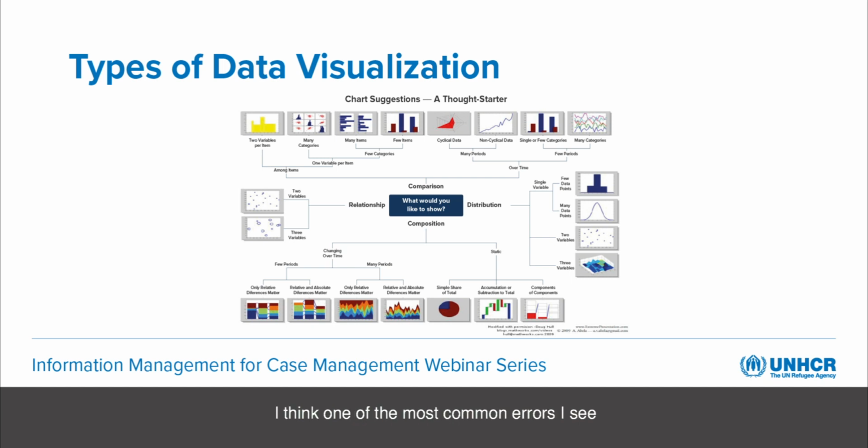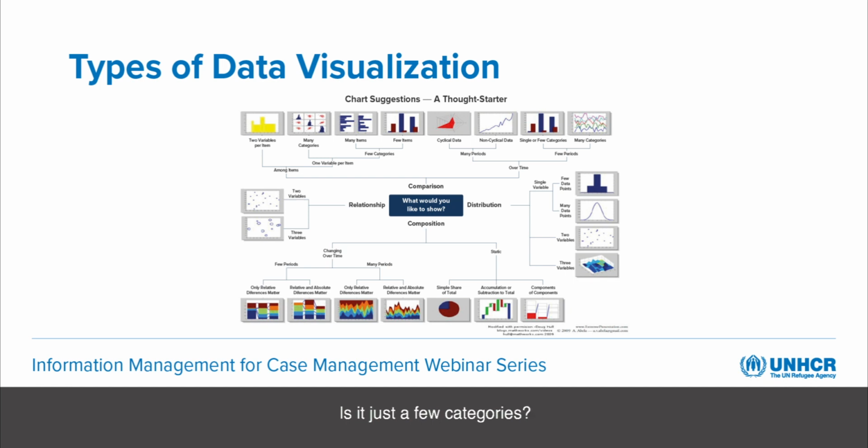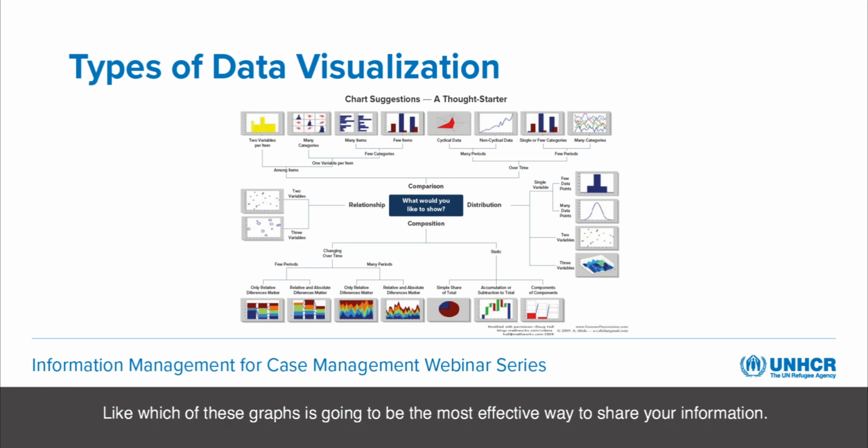Depending upon what you're looking to do, I think one of the most common errors I see a lot of times is people using a pie chart for something that has multiple different variables. You can only use a pie chart for a whole. For things that have multiple different parts, you would need a bar chart. And so this allows you to ask, what are you trying to show? Are you comparing? Are you doing a composition of a whole, a relationship, or a distribution? And then based upon that, do you have a whole bunch of data? Is it just a few categories? Which of these graphs are going to be the most effective way to share your information? This can be a good tool to help you figure out which graph is going to be your best.